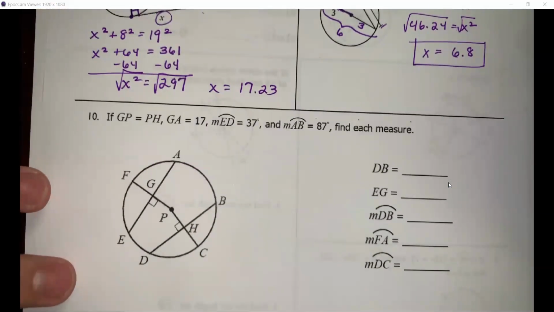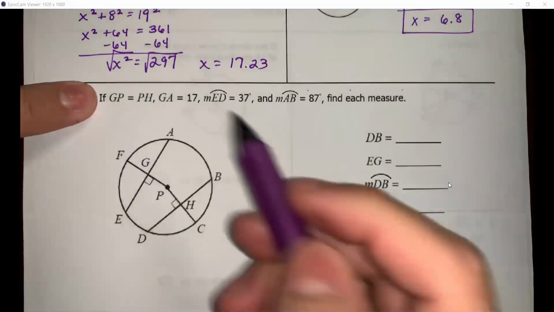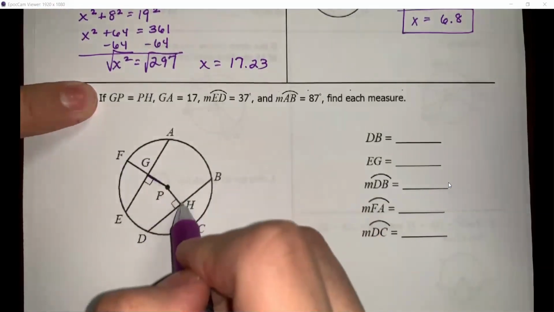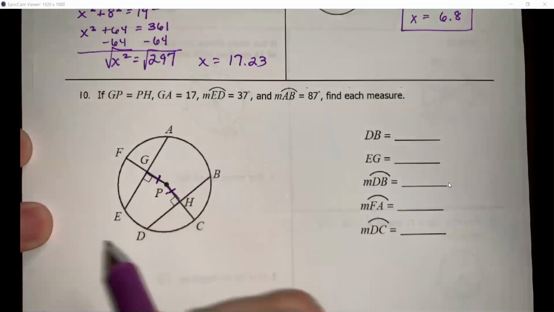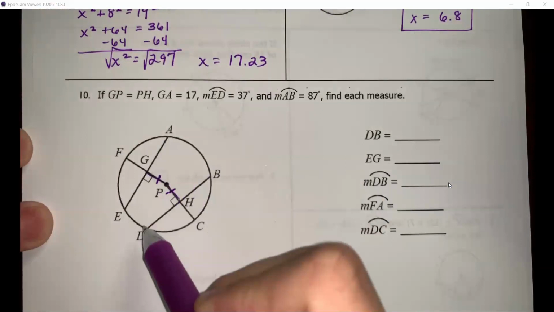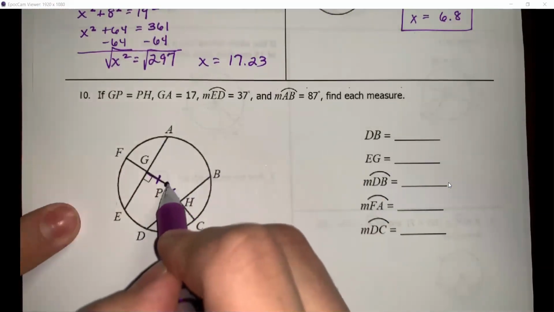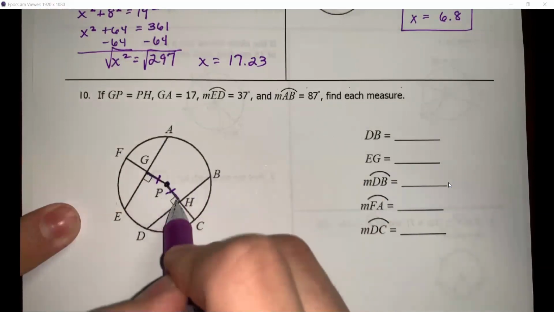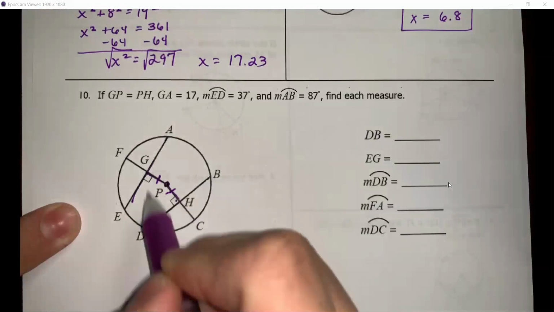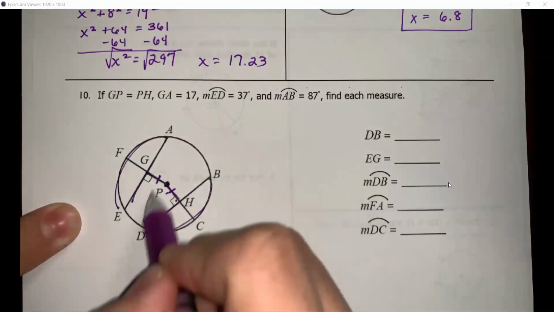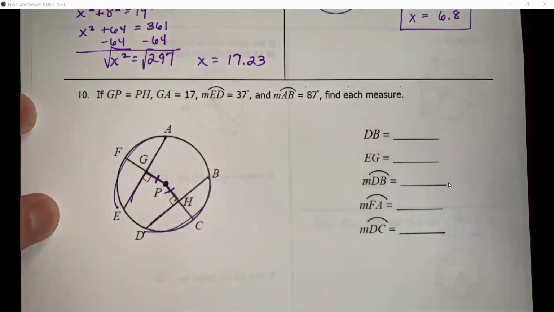All right, so this question over here is a handful. It says that GP is equal to PH. So hopefully this figure looks familiar to you, because here we have 2 different chords. And this right here is indicating that the distance from the center to both of my chords is the same. That means that this chord is the same as that chord, and their connected arcs are the same to each other as well. So let's keep that in mind. Let's see what other information they gave you.